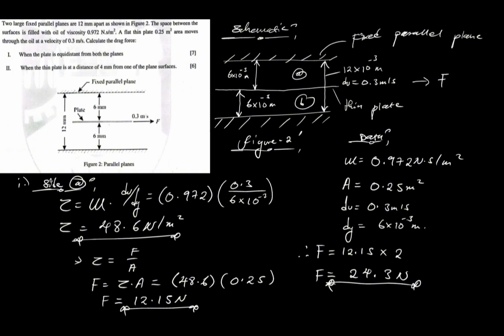Now, looking at the second section, the question is quite different. They're saying when the thin plate is at a distance of 4 millimeters from one of the plane surfaces. If you want, you can always pause this video and try to attempt this question on your own. But with that said, let us try and do it together. So the first thing we can do is to create a schematic.